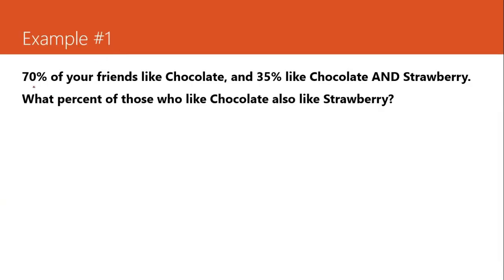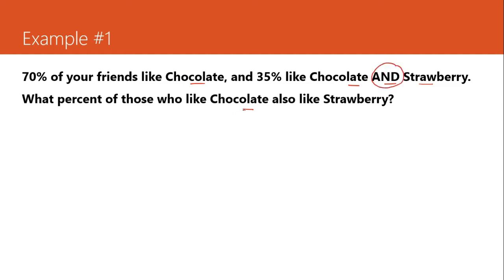Example 1. 70% of your friends like chocolate and 35% like chocolate and strawberry. What percent of those who like chocolate also like strawberry? So what this question says is, you have a certain number of friends. We do not know how many. Of course, you can assume 100, but there is no need. That 70% is directly the probability. Okay. So 70% of your friends like chocolate and 35% like chocolate and strawberry. This is what is important.